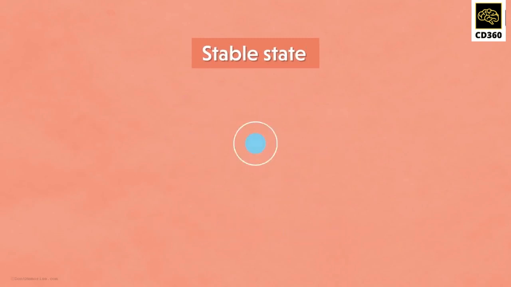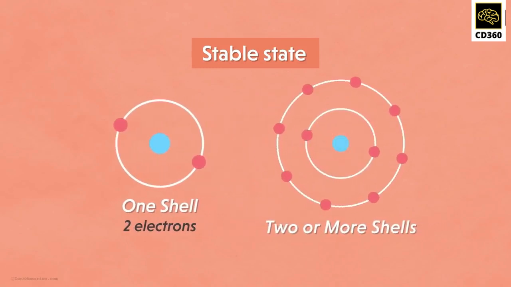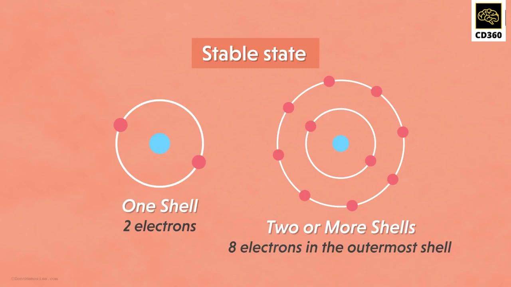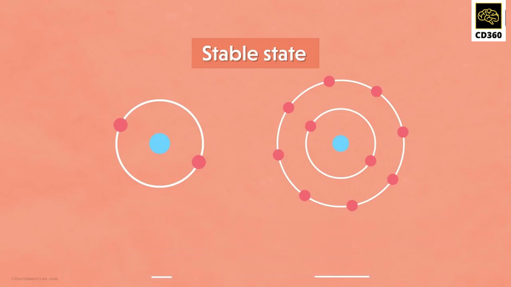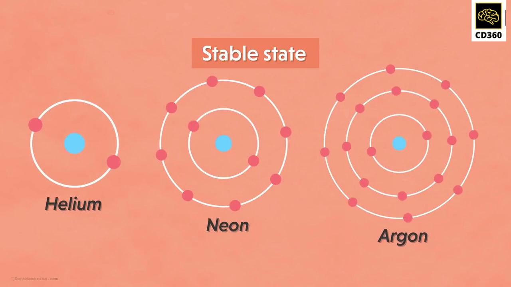Well, if the atoms have only one shell, then the stable state is achieved when 2 electrons are present in it. And if the atom has 2 or more than 2 shells, then the stable state is achieved when the outermost shell contains 8 electrons. It's called an octet. But the stable state is seen only in case of a few elements. We know that elements like helium, neon, argon, etc. have atoms with such desired electronic configuration.